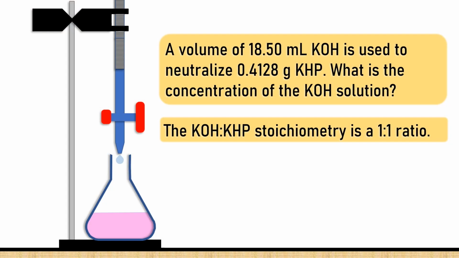A volume of 18.50 milliliters of KOH is used to neutralize 0.4128 grams of KHP. What is the concentration of the KOH solution? Like the sodium hydroxide, the potassium hydroxide KHP stoichiometry is a 1-to-1 ratio.